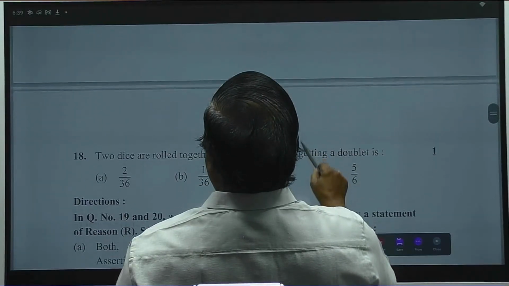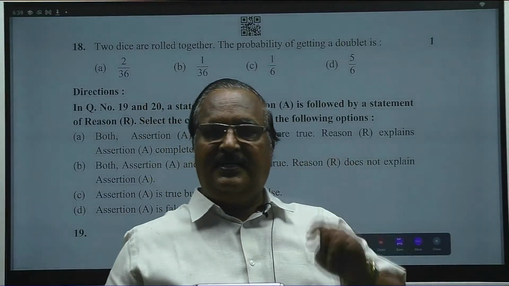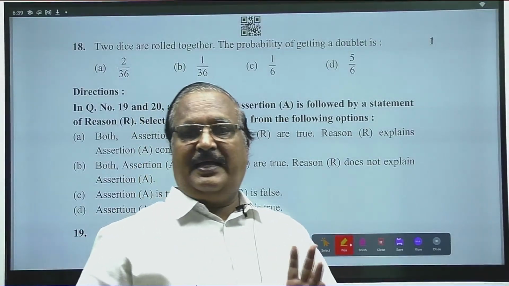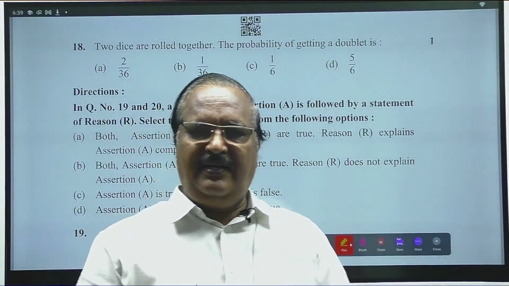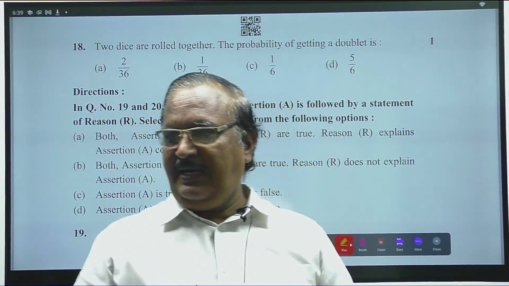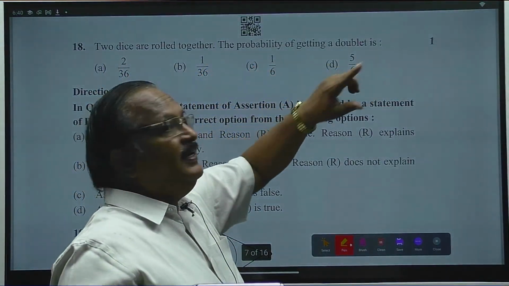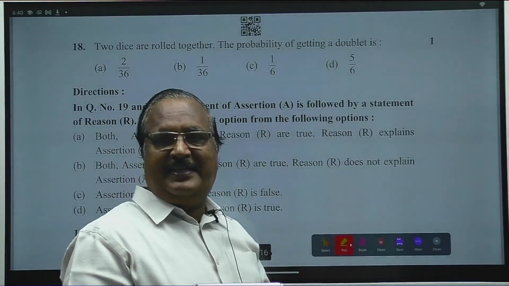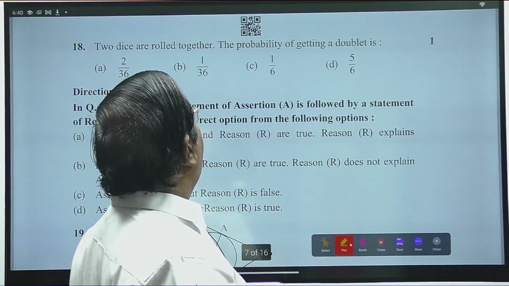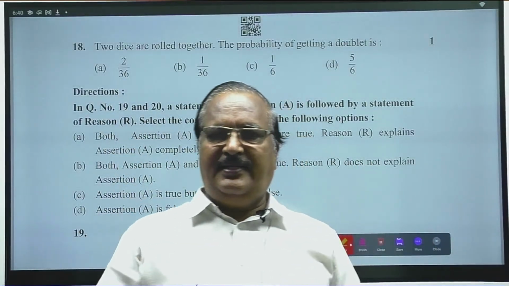Okay. Again, 18th question came from the probability. Probability, this is the third question. So please do probability very nicely, because easiest chapter is probability. So more 3 questions, 3 marks. 3 marks is not a simple thing. Okay. So now the 2 dice are rolled together, the probability of getting doublet. Doublet means same thing. 2, 2, 3, 3, 4, 4, 5, 5 like that. Okay. So total outcomes, you have to find out. I think you can easily do it.